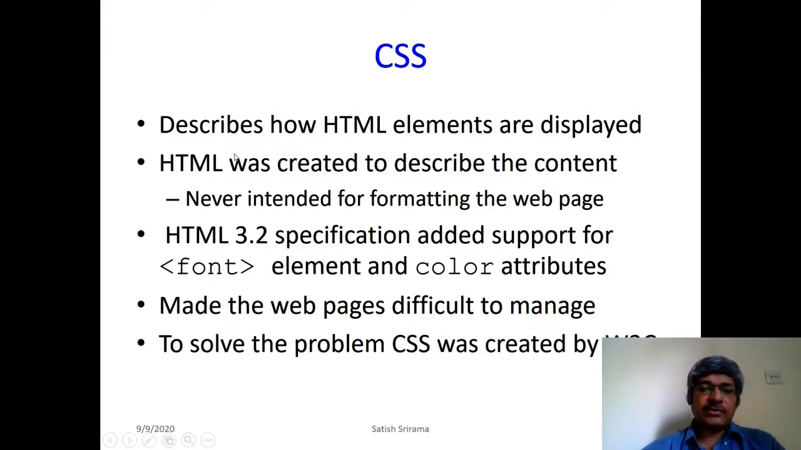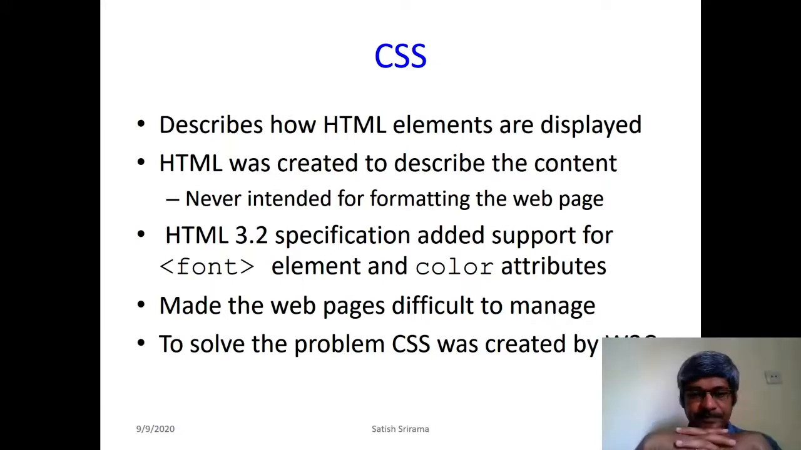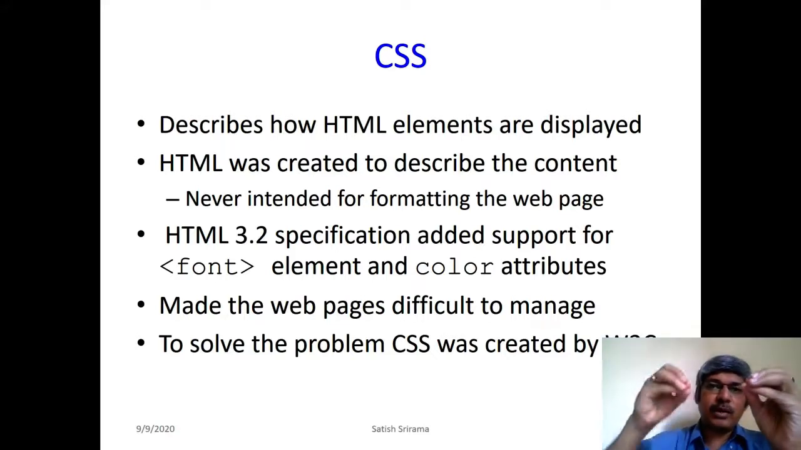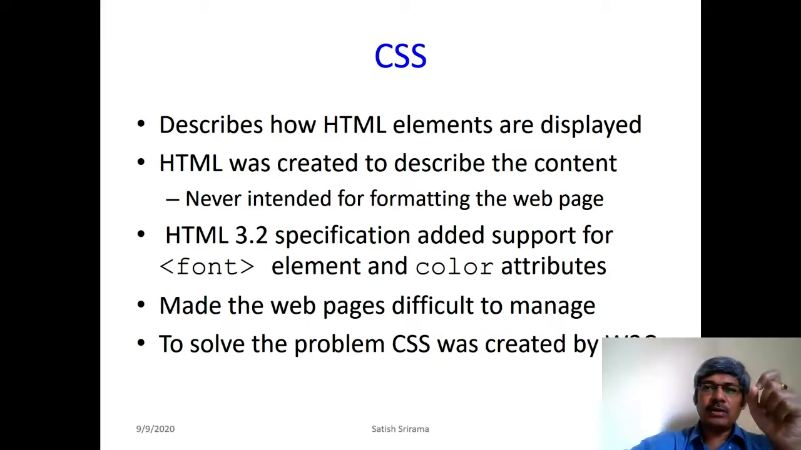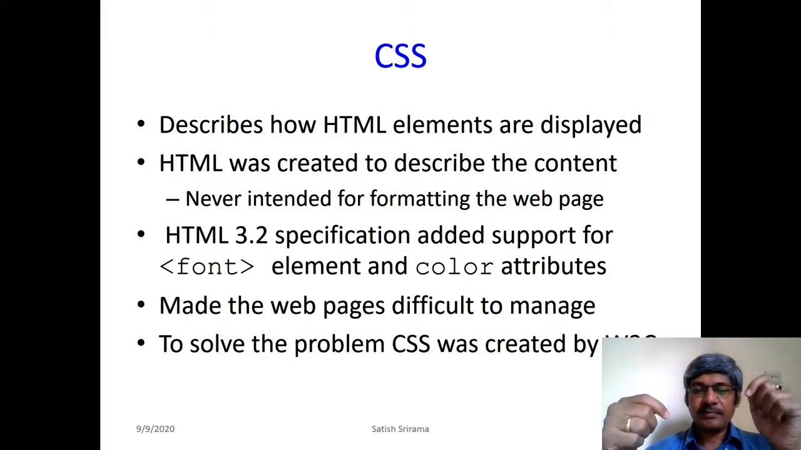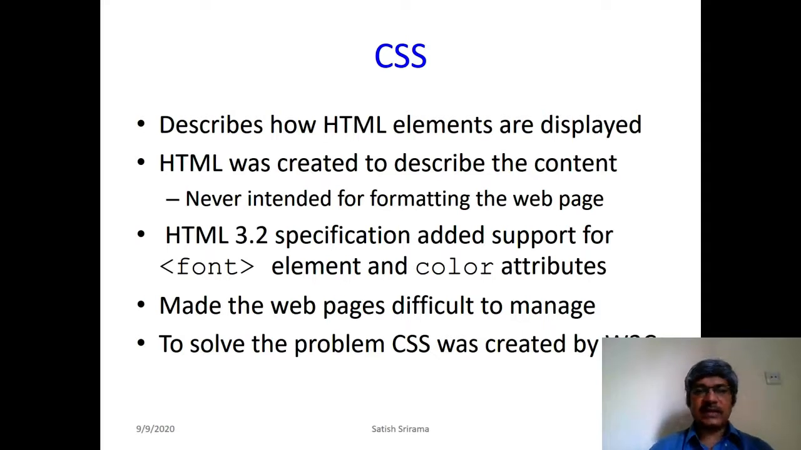However, HTML 3.2, around the late 1990s, added support for font elements and color attributes. This made people really abuse these features a lot, and made web pages very difficult to manage. For example, if you want to change a color or a font, you have to go through all the web pages and change every place, the color, the font, and so on. So it was very difficult to manage. To solve this problem, CSS came into the picture, and it was created by the World Wide Web Consortium.